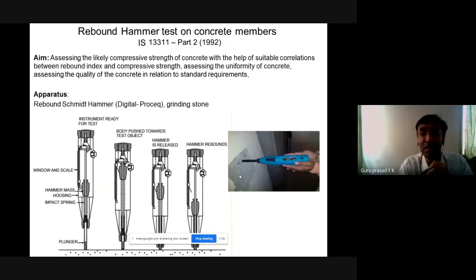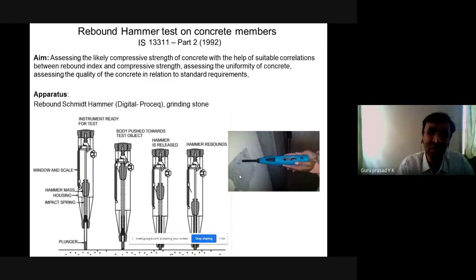The surface hardness of concrete needs to be determined. This is equivalent to Brinell hardness and Vickers hardness, which you do in the strength of materials laboratory. So what does this hardness value give you? It gives you the amount of strength the particular concrete has developed. That is an indication. It is not a direct indication. It is an indirect indication. It is related.